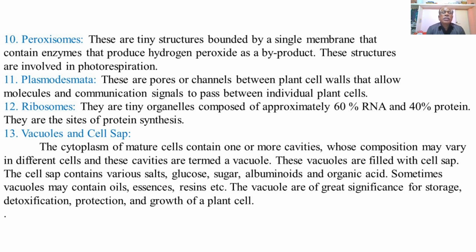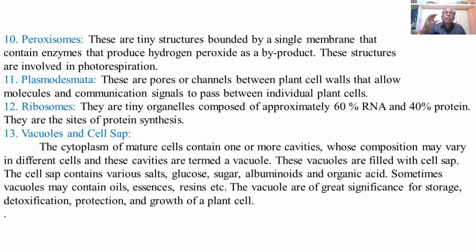Then vacuoles and cell sap, another cell organelle or structure present in the cytoplasm of the plant cells. The cytoplasm of the mature cells contains one or more cavities or large-sized vacuoles whose composition may vary in different cells, and these cavities are termed vacuoles. In plants, as the cell grows, the size of the vacuole also grows, and thus the plant cells are much larger in size than the animal cells.